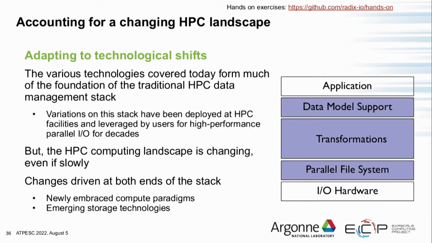So I want to talk a little bit about adapting to a changing HPC landscape. A lot of what we've heard about today represents very much the traditional HPC stack: big MPI applications using collective I/O and things like that. Variations on this stack have been deployed at HPC facilities for decades at this point. But as we've heard hints about today, the HPC computing landscape is definitely changing, even if it's a little bit slow. And this is occurring at both ends of the stack: at the application level, and also down towards the hardware and storage software level.